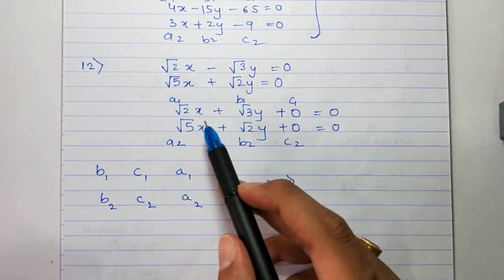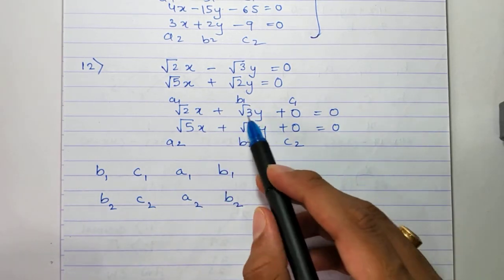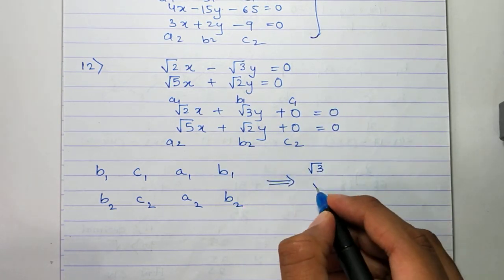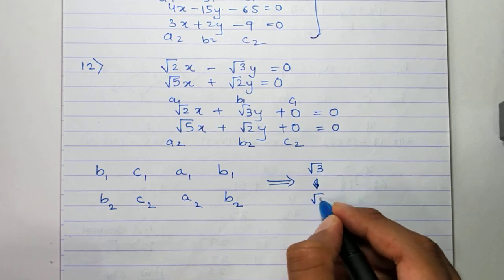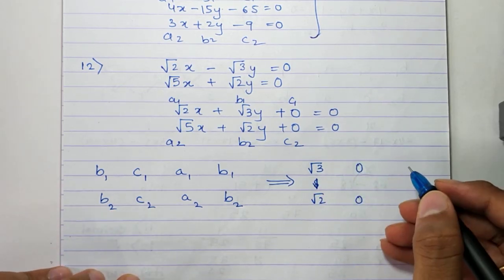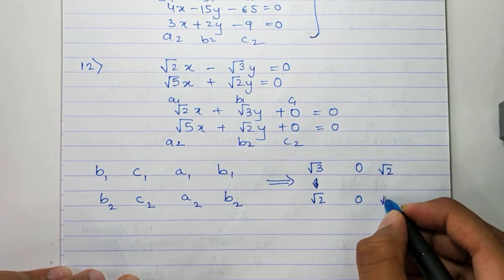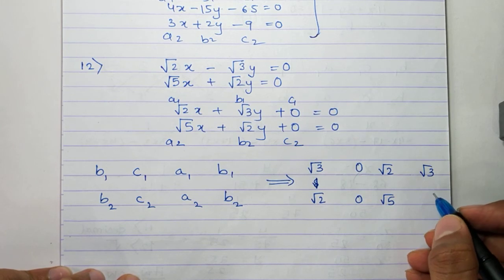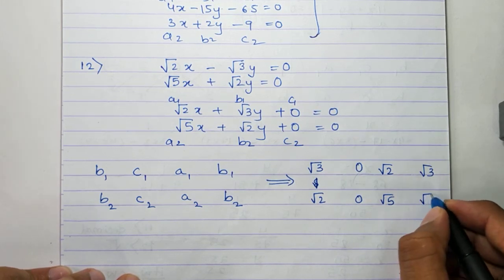So what is b1? b1 is minus root 3, b2 is root 2, c1 and c2 are both zeros, a1 and a2 are root 2 and root 5, and again b1 and b2 are root 3 and root 2.